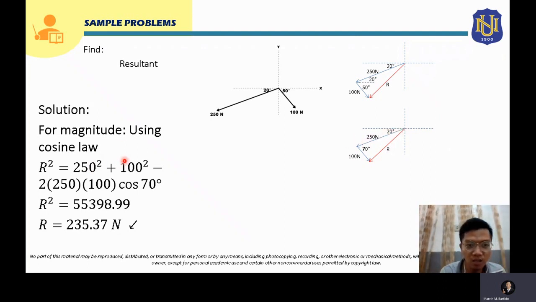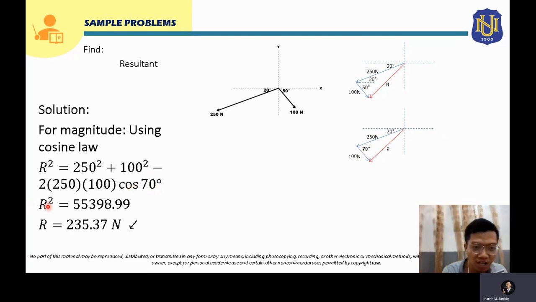This side of the triangle, and then 100 squared, that is the remaining side, which is 100 N. That will be 100 squared minus 2AB, or your sides that you have written here, so that will be 250 and 100 times cosine of the angle that is opposite to this side that you are trying to solve. So the angle that is opposite to this side is 70 degrees. So that will be cosine 70 degrees.